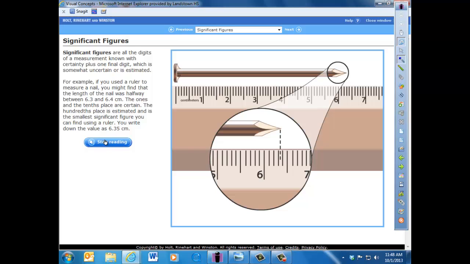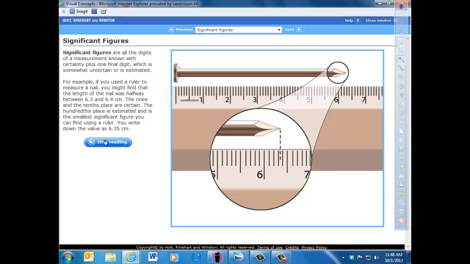Significant figures. Significant figures are all the digits of a measurement known with certainty plus one final digit which is somewhat uncertain or is estimated. For example, if you use a ruler to measure a nail, you might find that the length of the nail was halfway between 6.3 and 6.4 centimeters.